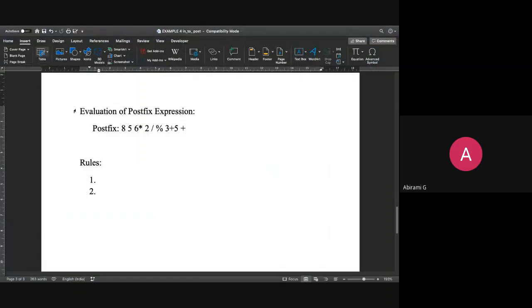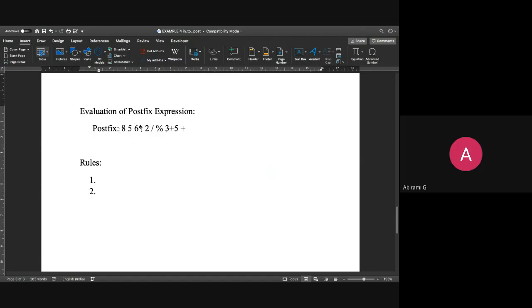In this session, we discuss evaluation of postfix expressions. In the last video, we discussed how to convert infix to postfix expressions. Now we will discuss how to evaluate the postfix expressions. We know that the compiler will evaluate only postfix expressions, so the commonly used notation is postfix expressions. We'll discuss how to evaluate it.